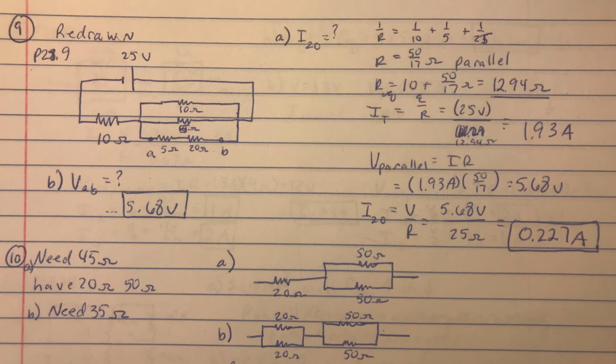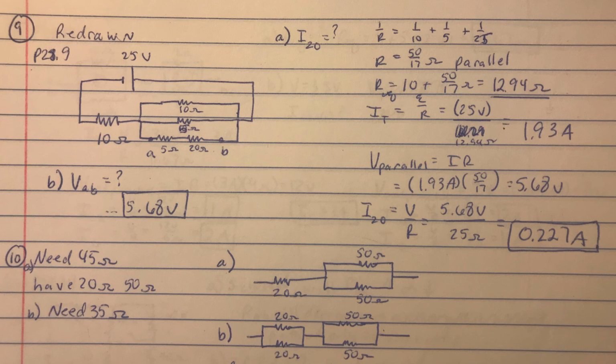From there, if we want to calculate the current across the 20 ohm resistor, then we break the circuit apart like we've done before. Equivalent resistance of the parallel: 1 over R is 1 over 10 plus 1 over 5 plus 1 over 25. Calculate that equivalent resistance for the parallel, and then combine it with the other 10 ohm in series to get an equivalent resistance of 12.94 ohms. And then the total current, Ohm's law, EMF over R, that's the 25 volts from the battery over the equivalent resistance of 12.94 ohms, giving a total current of 1.93 amps.